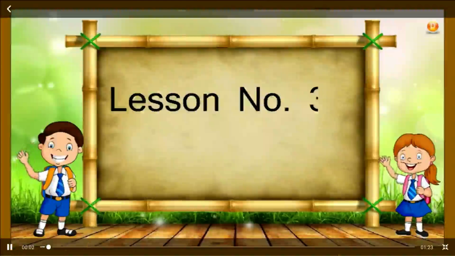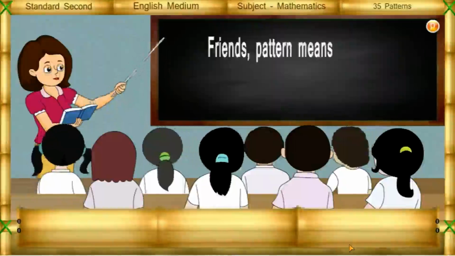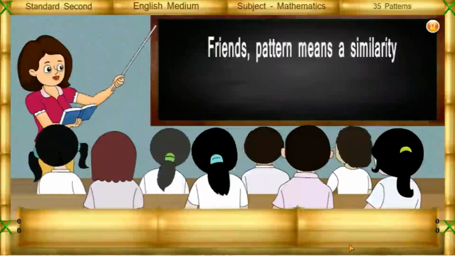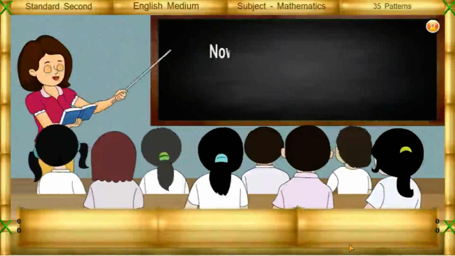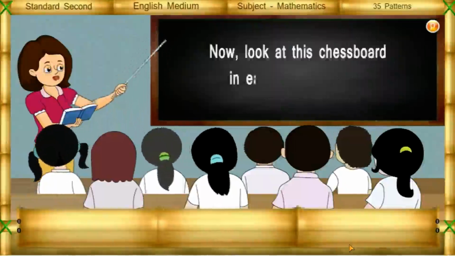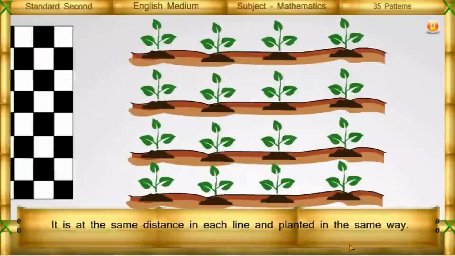Lesson number 35. Patterns. Friends, pattern means a similarity or similar method design. Now, look at this chessboard. In each of these lines, the black and white boxes are in the same way, and see the planted plants. It is at the same distance in each line and planted in the same way.